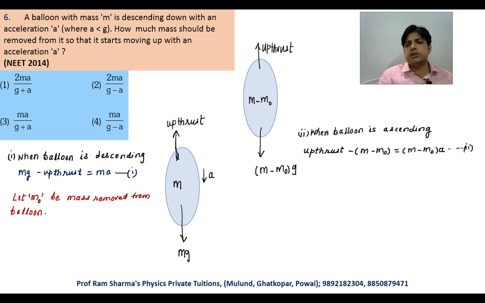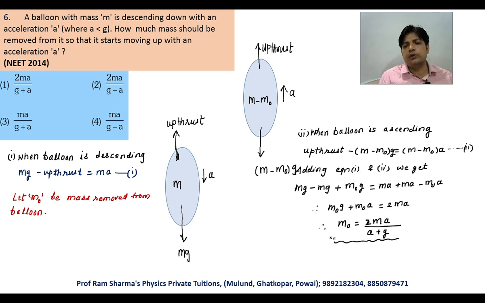If you write the equation, it would look like this. This is the equation when the balloon is ascending, moving upwards, because now the acceleration is in the upward direction, so upthrust is greater than m minus m naught into g, correct? So this is the equation you'll get, and if you solve these two equations, you can easily find the mass removed, that is m naught is equal to 2ma upon a plus g. Okay, now let's move on to the next.